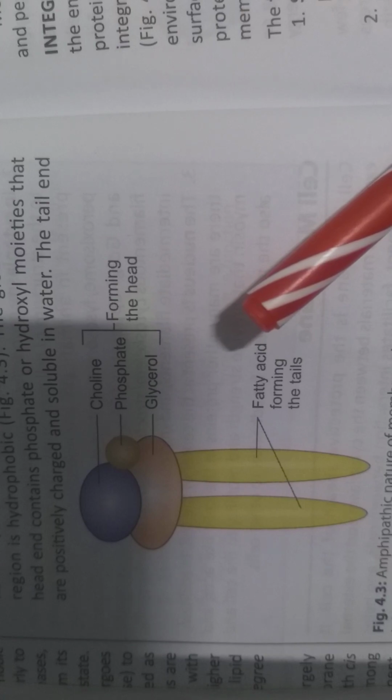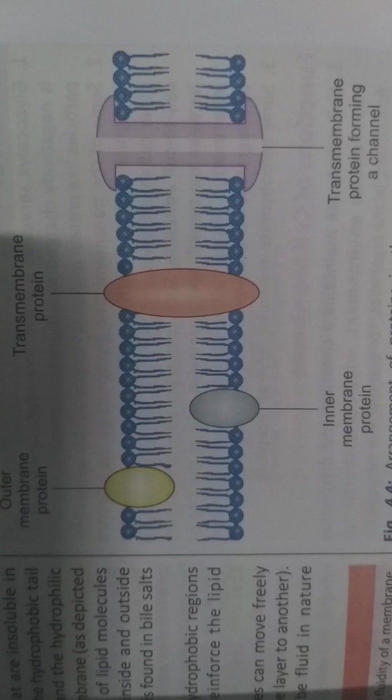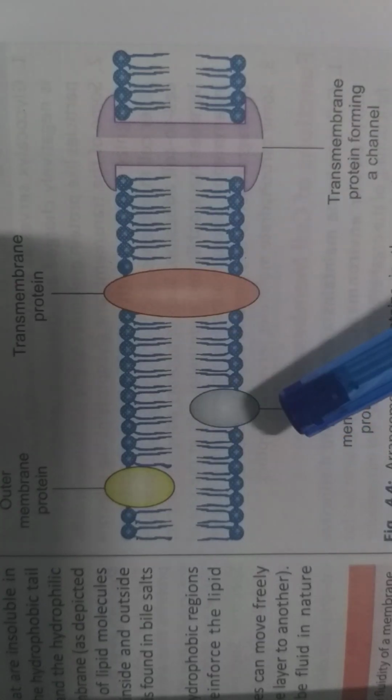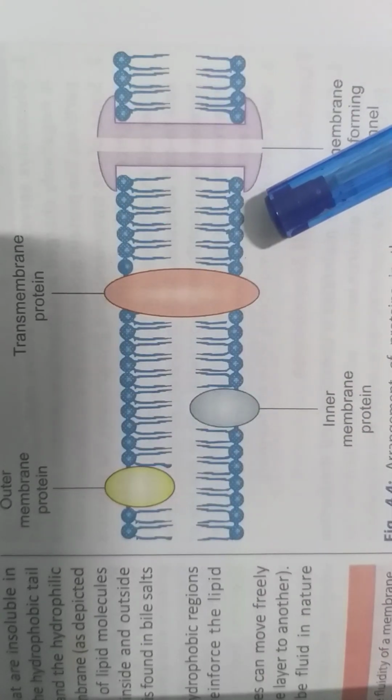This is the diagrammatic representation of a choline-containing membrane lipid. Here the fatty acid forms the hydrophobic tail, and the glycerol, phosphate and choline in the case of the external layer of the cell membrane form the head, whereas if it is the internal layer it is formed by ethanolamine instead of choline. Now this is a schematic representation of the membrane proteins in the cell membrane.